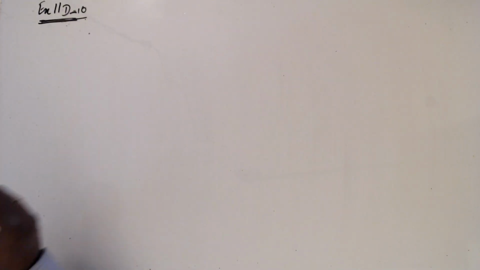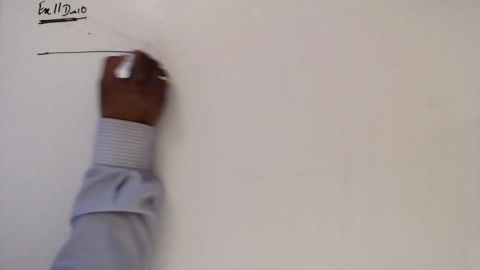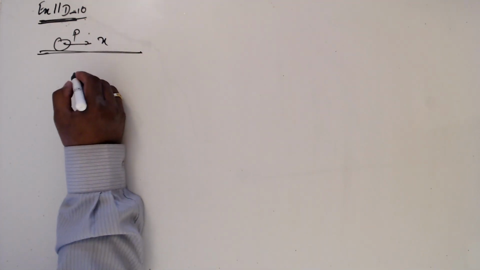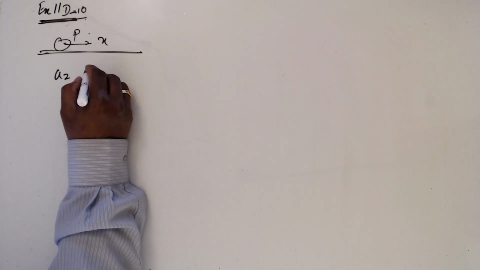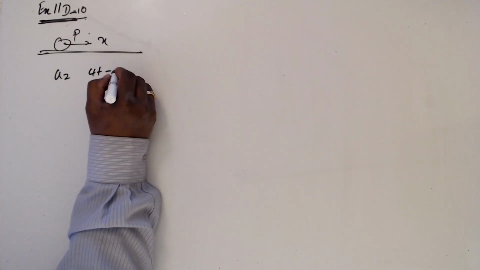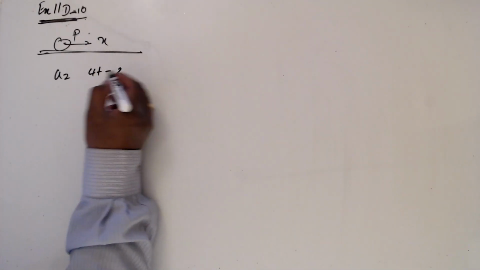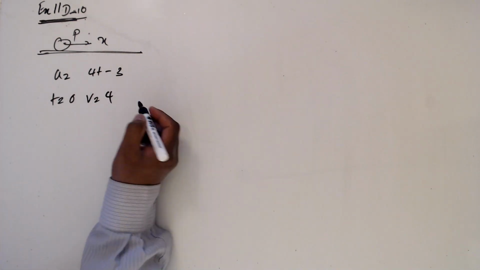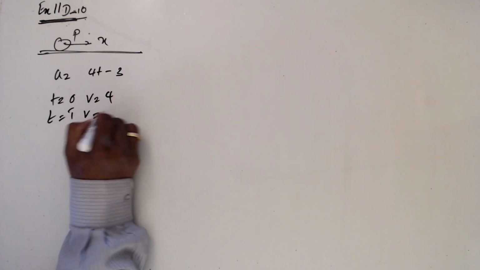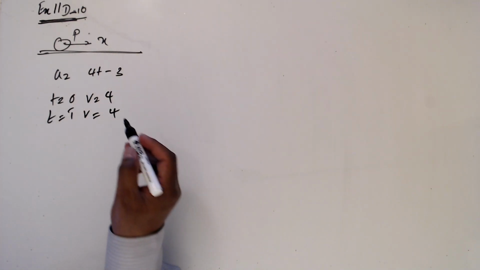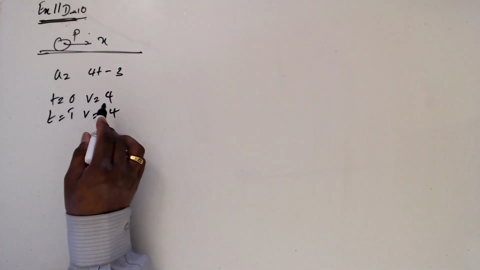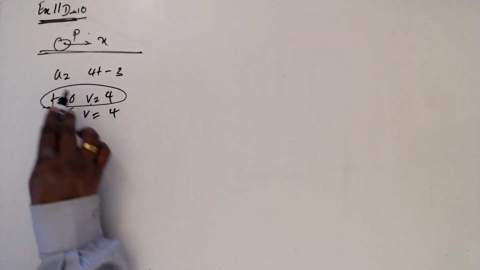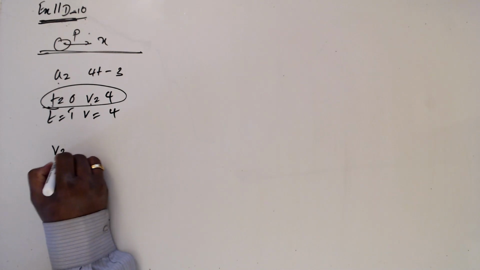Question number 10. The particle is moving as usual in the x direction, and acceleration is given as 4t minus 3. When t equals 0, v equals 4, and when t equals capital T, v also equals 4. This is the sum given. Then we need to find T. This is going to be data for a time and a velocity. So this is acceleration, so we'll find the velocity first.